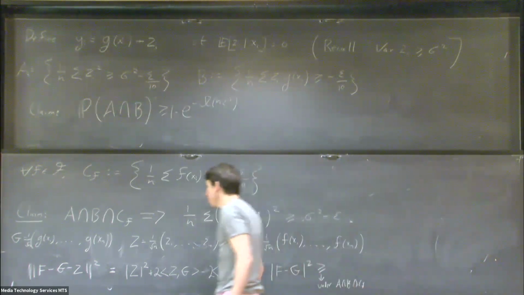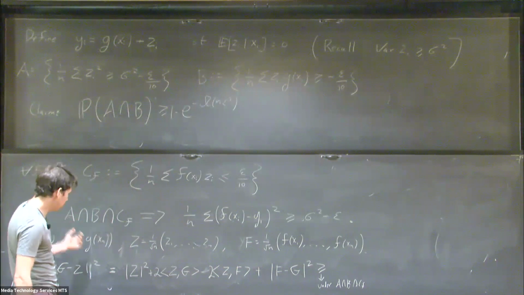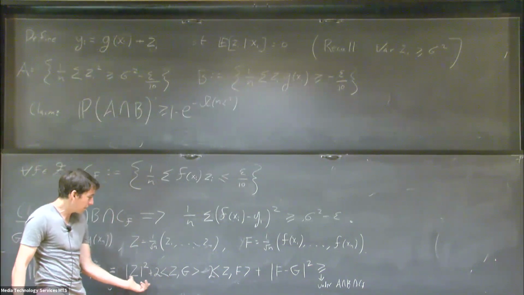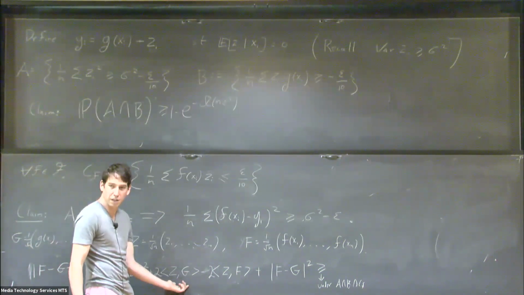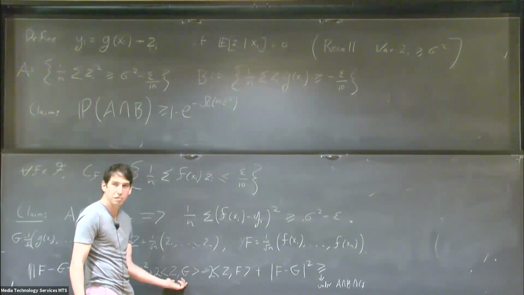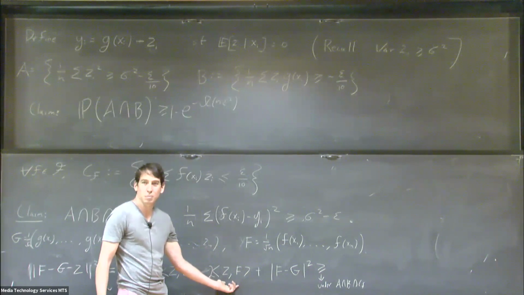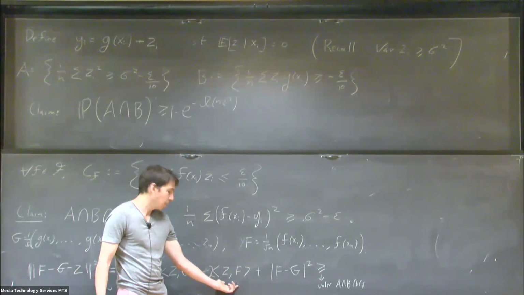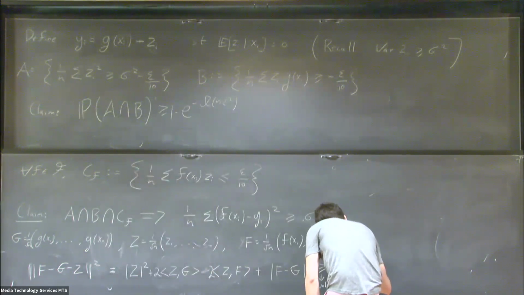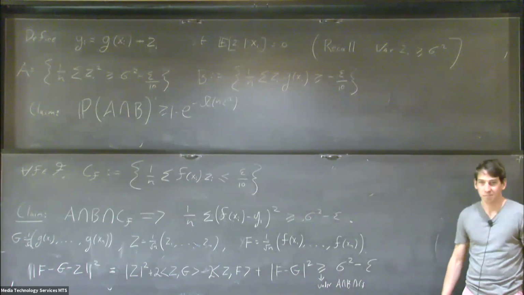So what does A tell me? A tells me that this is at least sigma square minus epsilon over 10. B tells me that this is at most, sorry, at least minus epsilon over 5. CF tells me that this is at most epsilon over 5. And this is positive. Okay. Good.